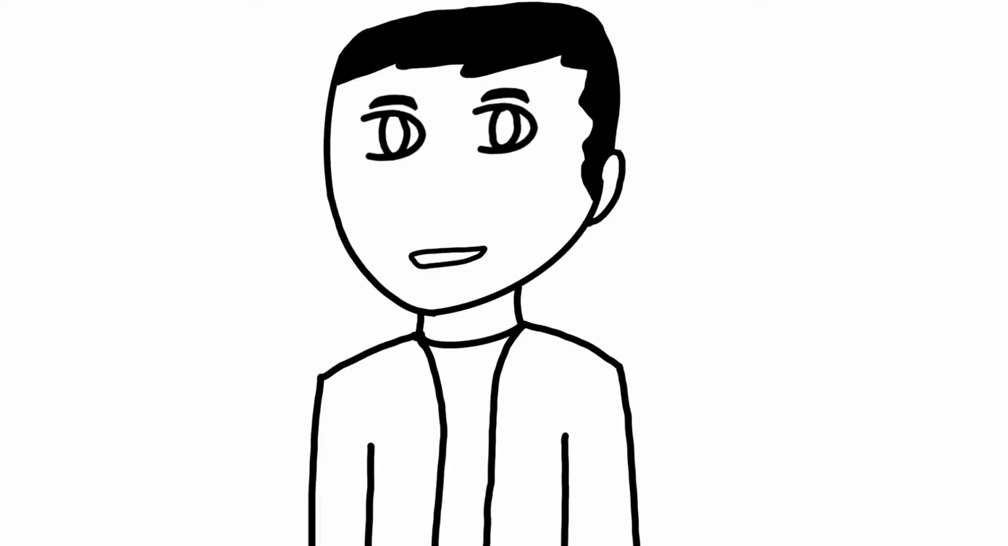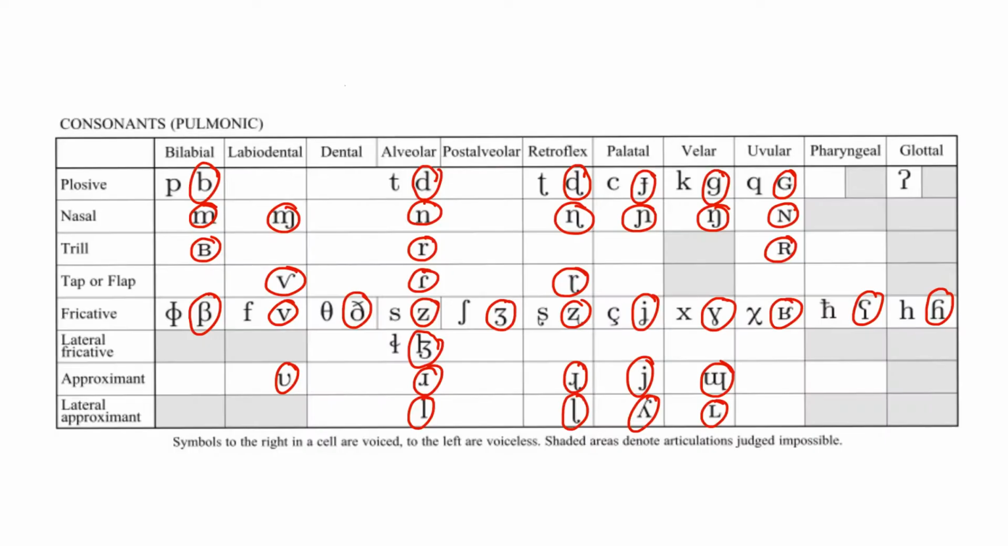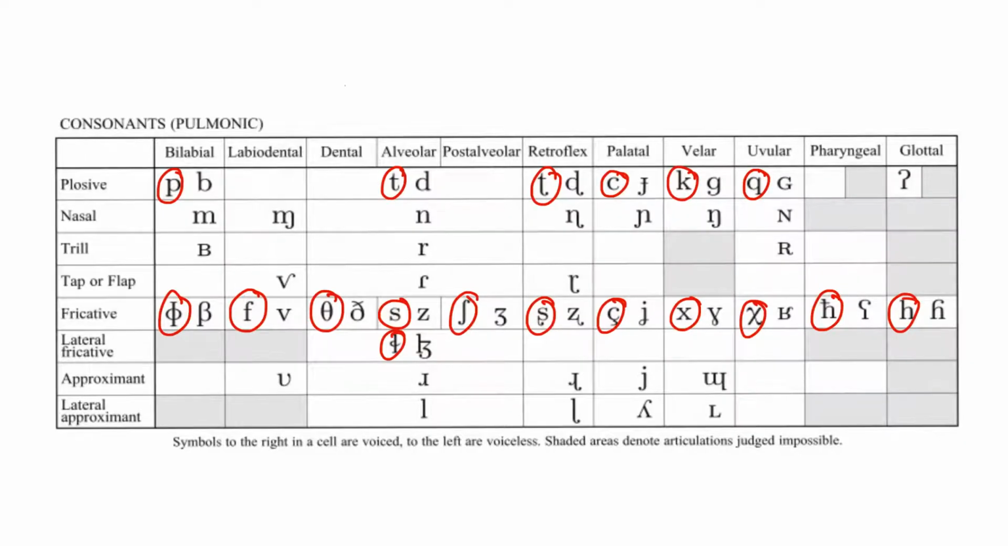Alright, I'll explain what all of these words mean. The very first thing I should say is that the characters on the right are voiced, you need your vocal cords to make the sound. The ones on the left are unvoiced, you don't need your vocal cords to make the sound.